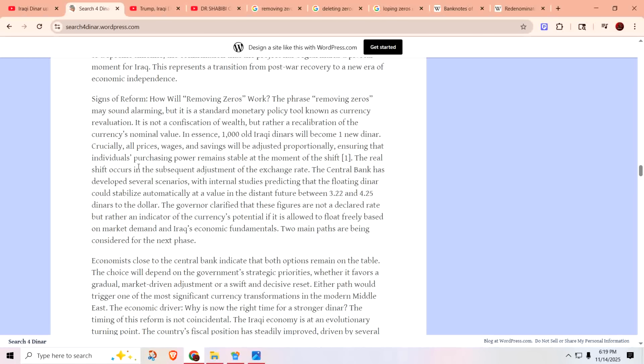Look, just so you can see, because you guys don't believe me, it's not a confiscation of wealth, but rather a recalibration of the currency's nominal value. In essence, 1,000 old Iraqi dinar will become 1 new dinar. See, they remove the zeros. When that takes effect, it happens for all Iraqi dinars around the world.